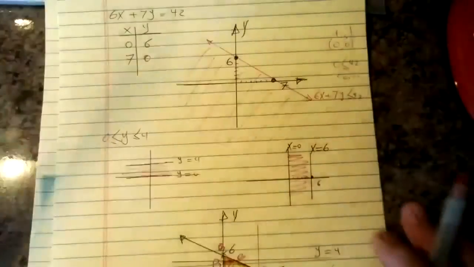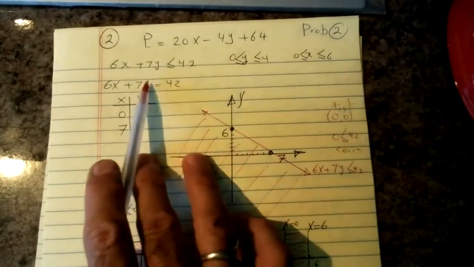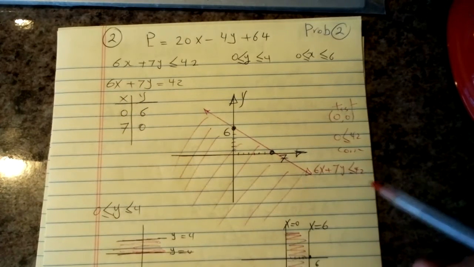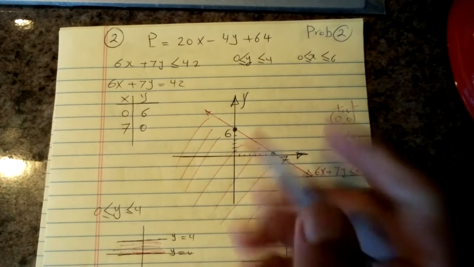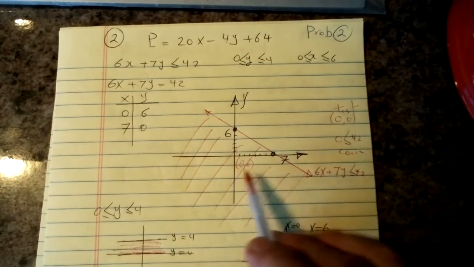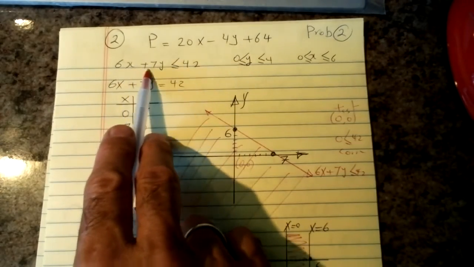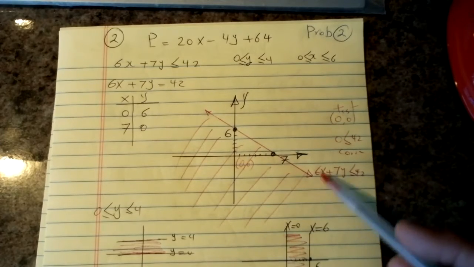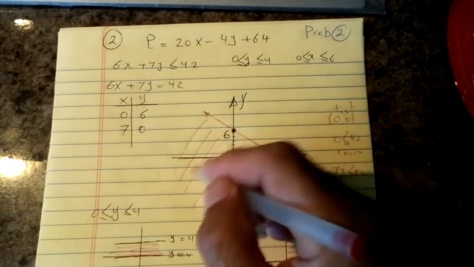So for that one, this is the inequality. I graph it. For the testing point, I'll use 0, 0. See, 0, 0 is right here, and it's below the line. I'll take that and substitute into the equation. 6 times 0 plus 7 times 0, the whole thing is 0. Is 0 less than 42? Yes. So then you shade below this line.